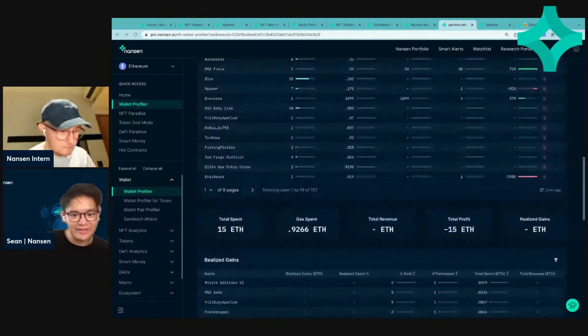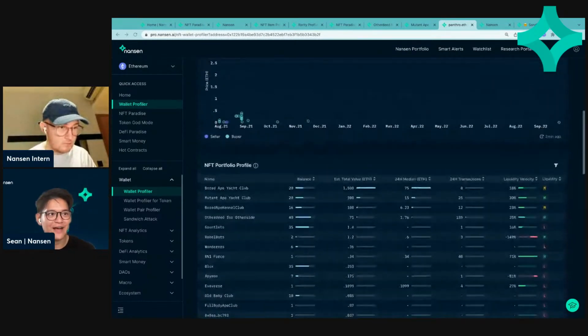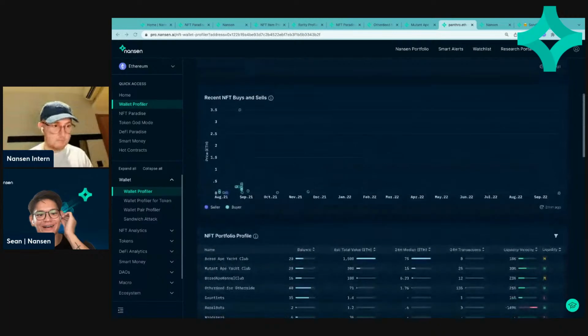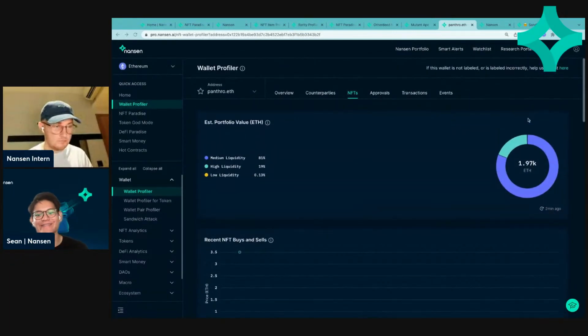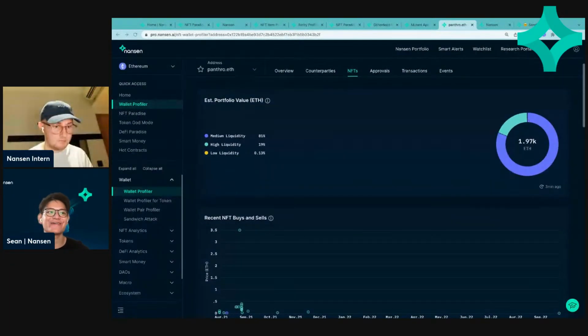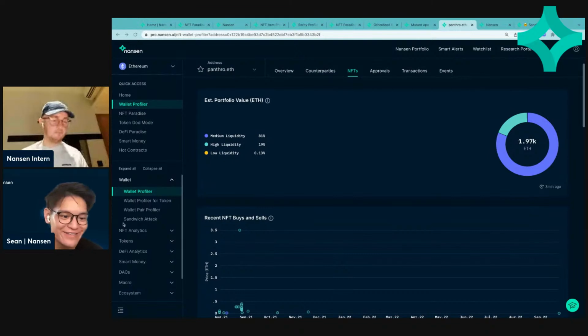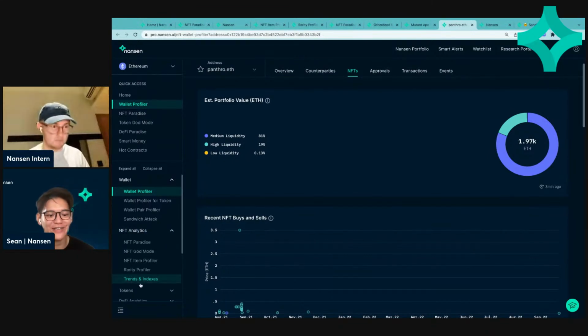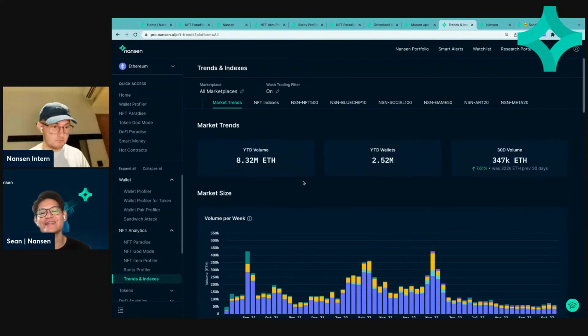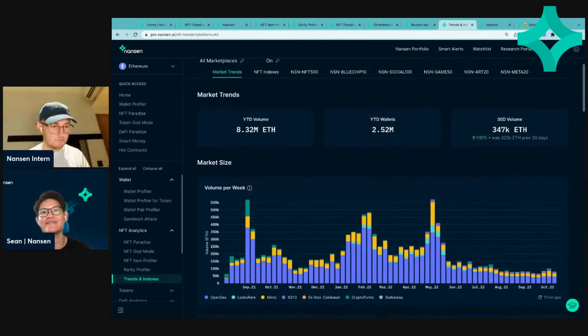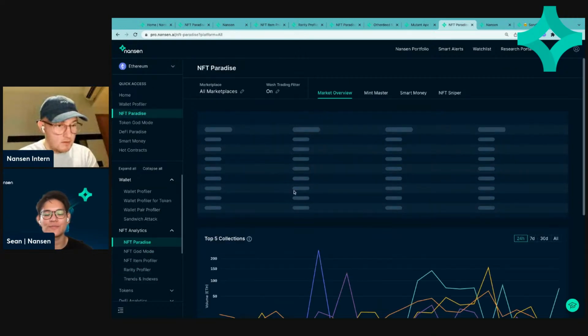So I think that wraps up neatly with Wallet Profiler. Just a really quick recap, for those of you who are joining us late: start off exploring Nansen at Trends and Indexes. That gives you a really nice macro overview of how the NFT space is performing across marketplaces. Feel free to filter across the NFT supported chains as well. And then from there, you can hop over to Paradise.